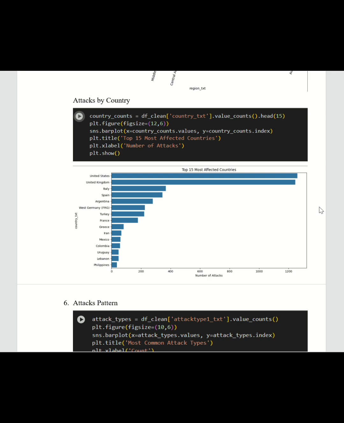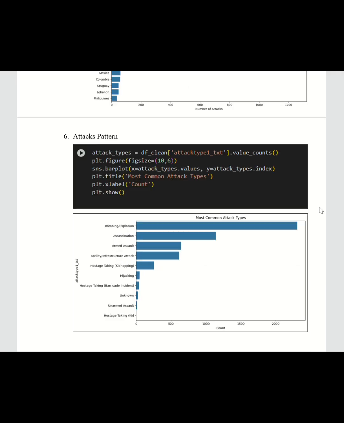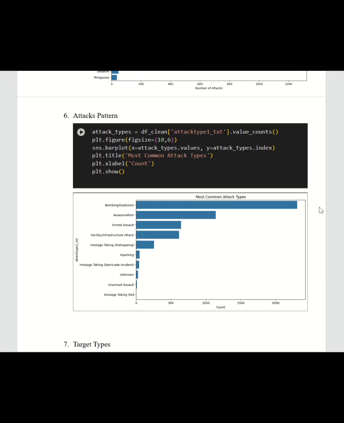Then, for finding attack patterns, the code plots a bar chart of the most common attack types from a data frame, and it creates a bar plot with attack types on the y-axis and count on the x-axis. This graph shows the most common attack types: bombing explosion is the most common, followed by assassinations and armed assault, and other types like facility infrastructure attack and hostage taking are less common.